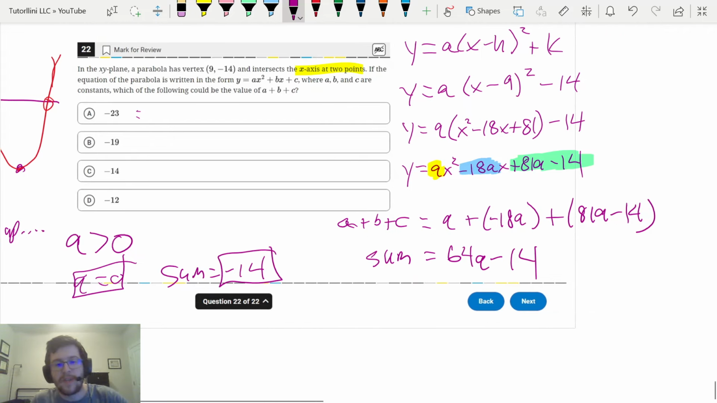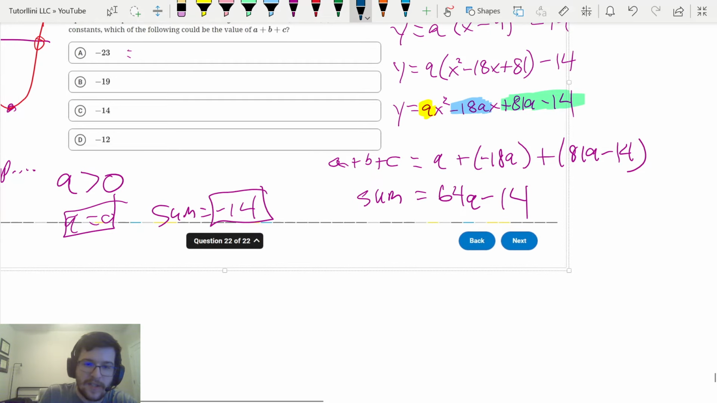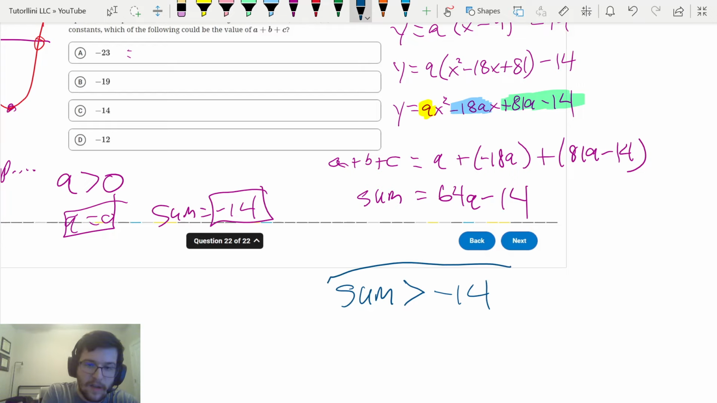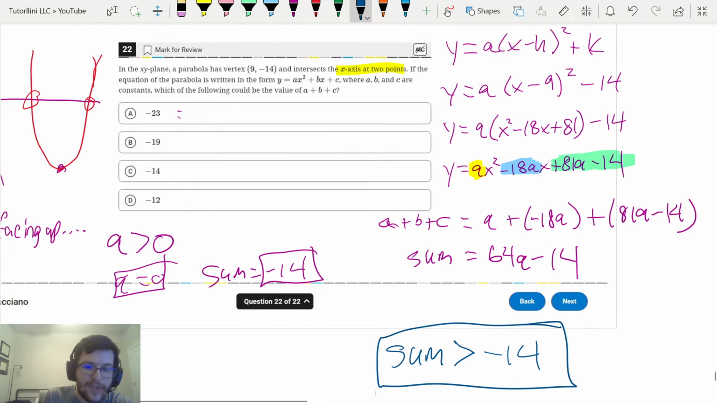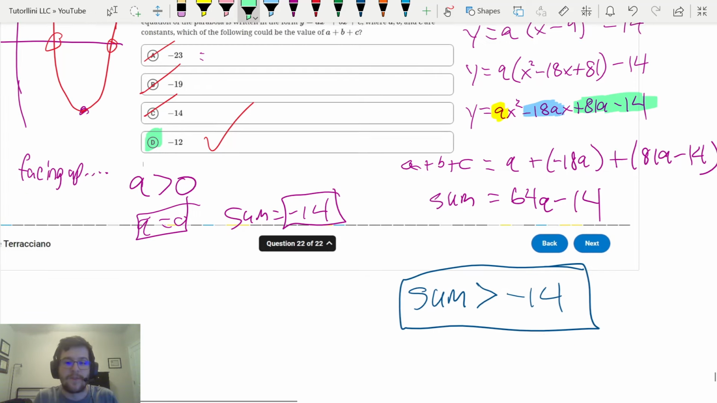So if a must be bigger than 0, and if we make a 0.001, it'll make the sum very slightly bigger than minus 14. So the sum, and this is how I would have solved it, not what the answer key said, you can deduce using logic that the sum must be greater than minus 14. And now you just use process of elimination, much faster. So I go, okay, that's not greater than minus 14. That's not greater than minus 14. That's not greater than minus 14. Oh, this one is. So minus 12 is greater than minus 14.